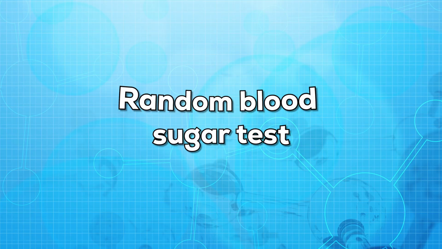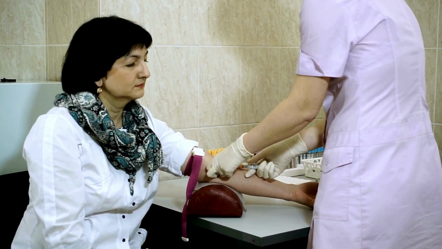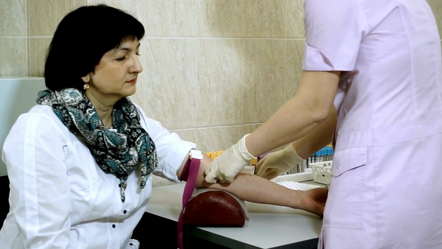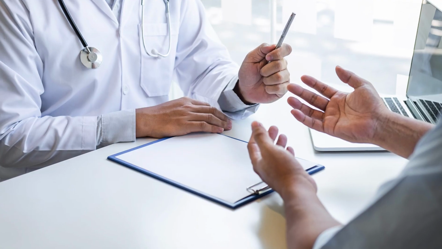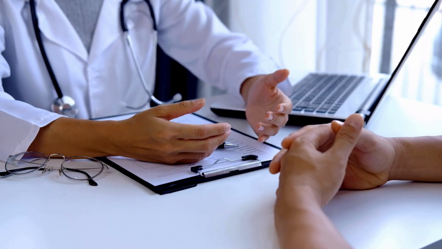The other one is random blood sugar test. Random, as the name suggests, can be done any time of the day depending on patient's convenience. The next one is blood sugar test. It is done right after 2 hours of food intake. Depending on your doctor's requirement, you can take any one of these tests. Sometimes a doctor requires you to do all the three tests to confirm the diagnosis.